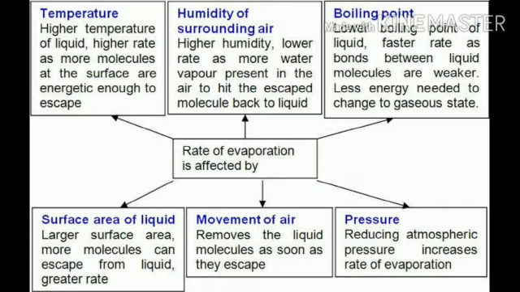Now next is humidity. Humidity is the amount of water vapor present in the air. The air around us contains water vapor at a given temperature. If the amount of water vapor in the air is high, it cannot contain more water vapor and hence the rate of evaporation decreases. For example, we perspire on a hot day. Perspiration evaporates into the atmosphere. If the air is more humid, sweat cannot evaporate and we feel uncomfortable.